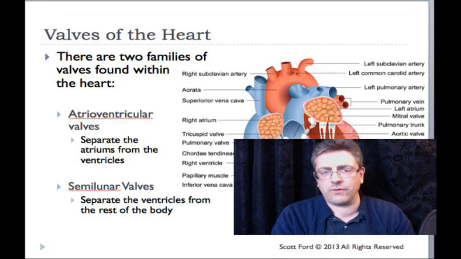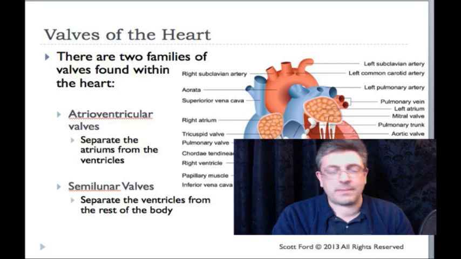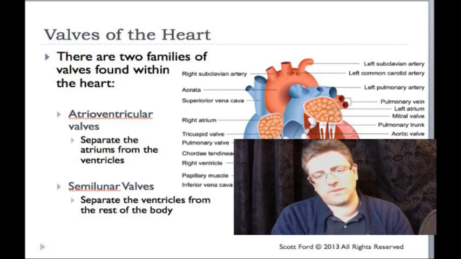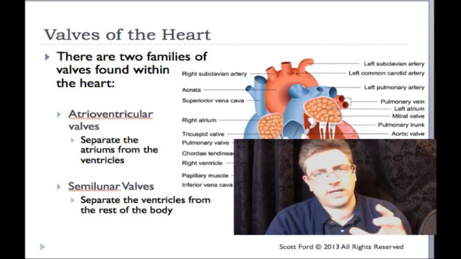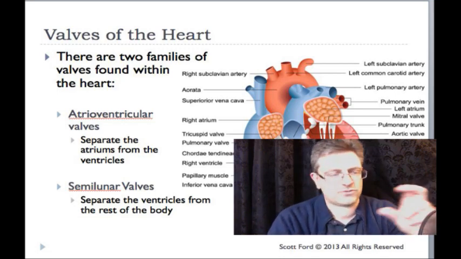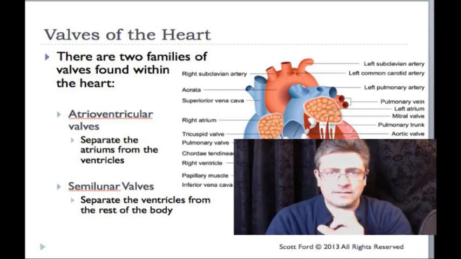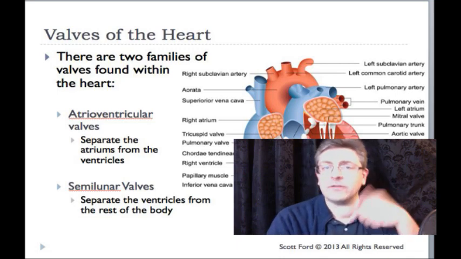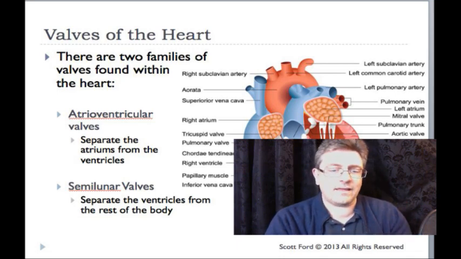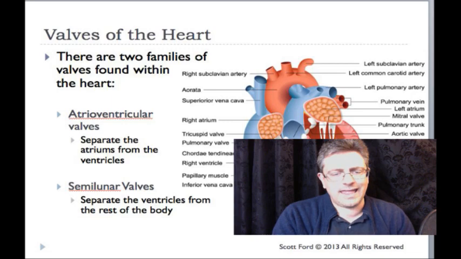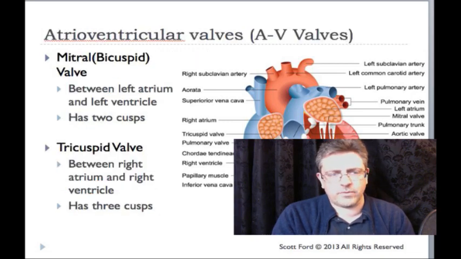There are two families of valves found within the heart: the atrioventricular valves and the semilunar valves. The atrioventricular valves separate the atriums from the ventricles. Atrioventricular: atrium, ventricle. The semilunar valves separate the ventricles from the rest of the body. So atrioventricular, atrium from ventricles, and semilunar, ventricles from the rest of the body.